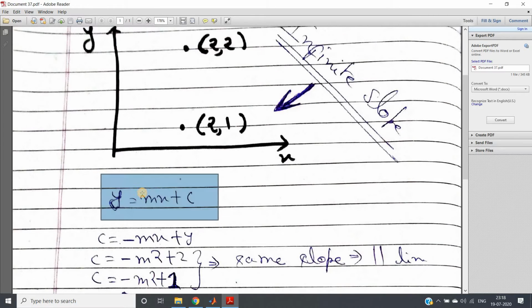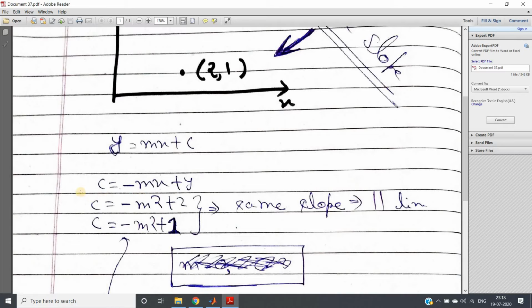So y equal to mx plus c, c equal to minus of mx plus y. Put those values for the (2,2) point and you get the equation c equal to minus of m into 2 plus 2, and for the (2,1) point you get c equal to minus of m into 2 plus 1. You can clearly understand these two straight lines in our MC plane, or slope intercept plane, have the same slope, minus 2, and as a result they are parallel lines, because if two lines have the same slope, they are parallel.